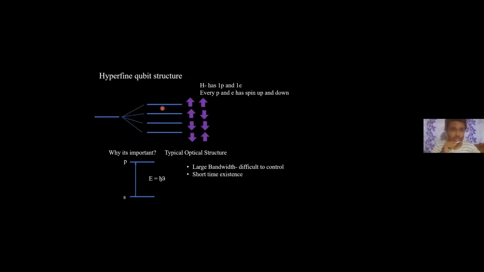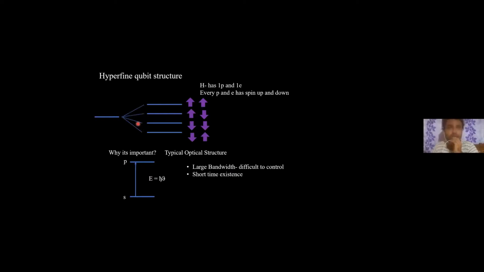The reason why this is important is that, in a typical energy band gap, there is an equation E equals h-bar multiplied by frequency. But in an ion trap we want a very narrow bandwidth. This is a problem for this kind of optical structure, and for this kind of electron we want it to stay in the state for a very long time. This is not possible for a typical optical structure. For this reason we want the hyperfine qubit structure.